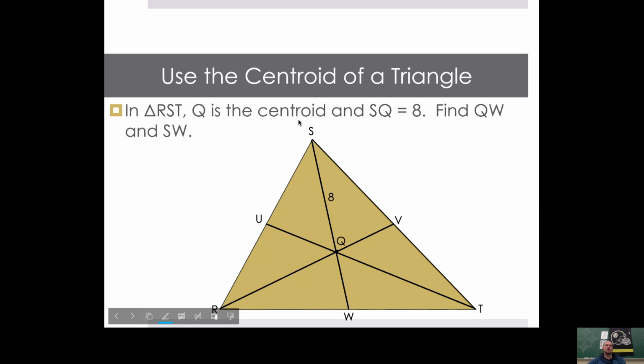Use the centroid of a triangle. In triangle RST, point Q is the centroid, and the distance from S to Q is 8. Find the distance from Q to W.